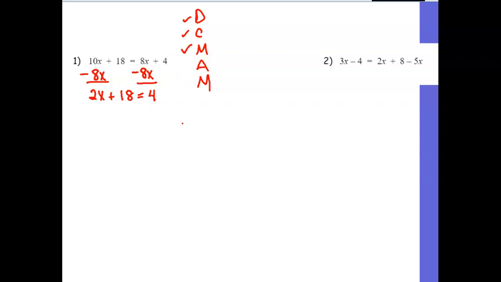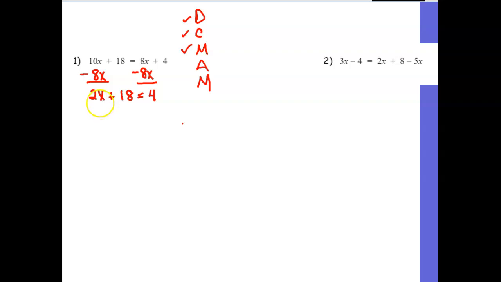I tend to like to get my variables on the left. You can get them on the right, it's fine. You could have subtracted 10x from both sides. It would work. Now, we're going to add or subtract the constant. Remember, the constant is the term that doesn't have a variable.